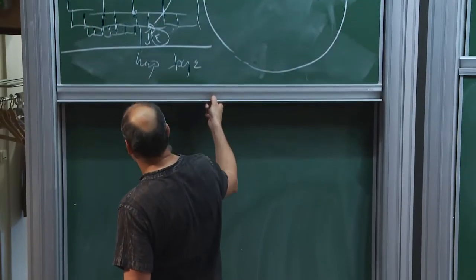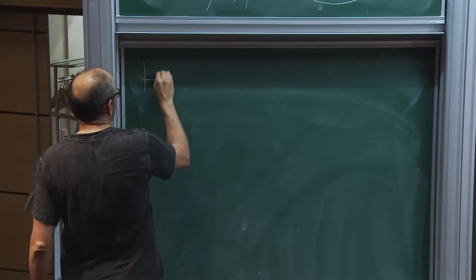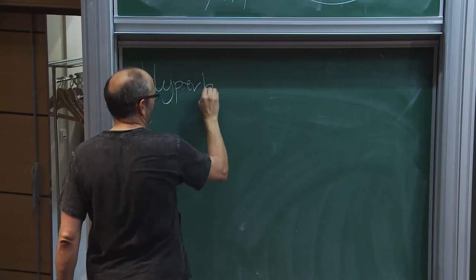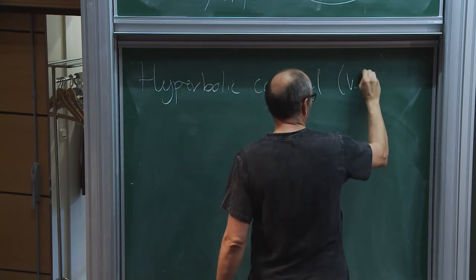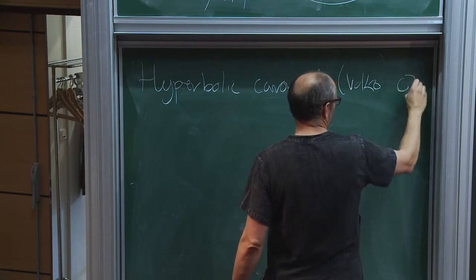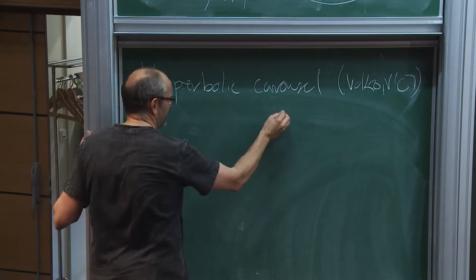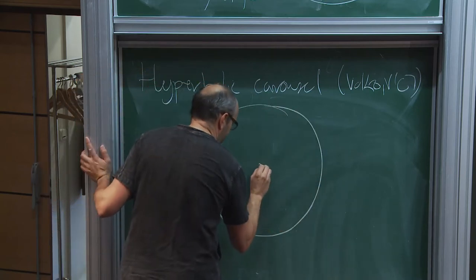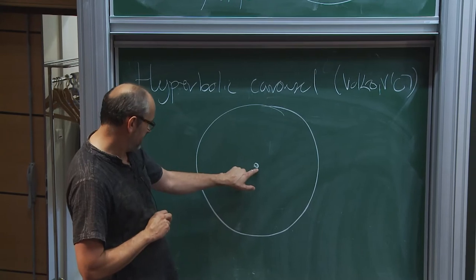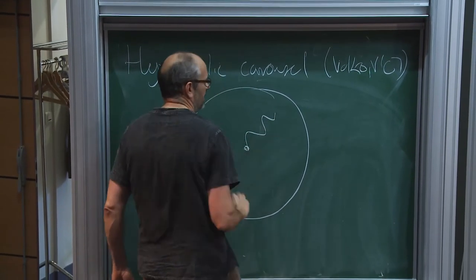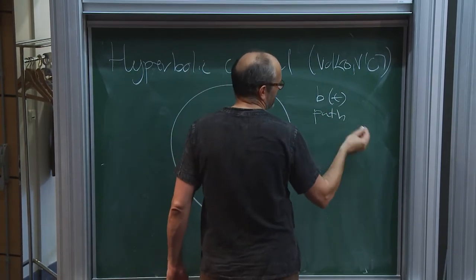So that's hyperbolic geometry, and I'm going to talk about an object called the hyperbolic carousel, which we introduced with Benedek Valko in, I think, 2007. It's something very simple. You have a path in the hyperbolic plane, which we call B_t. It doesn't have to be continuous. I'll still call it a path.